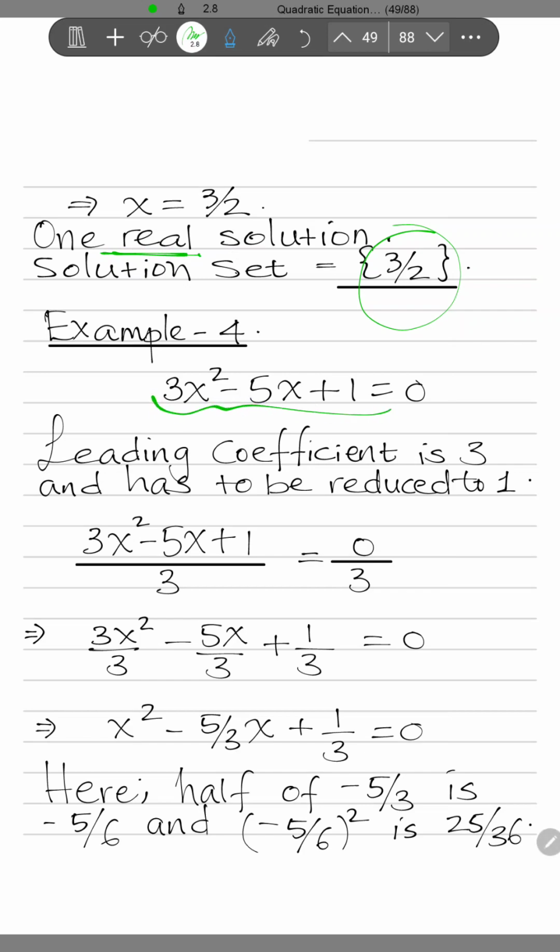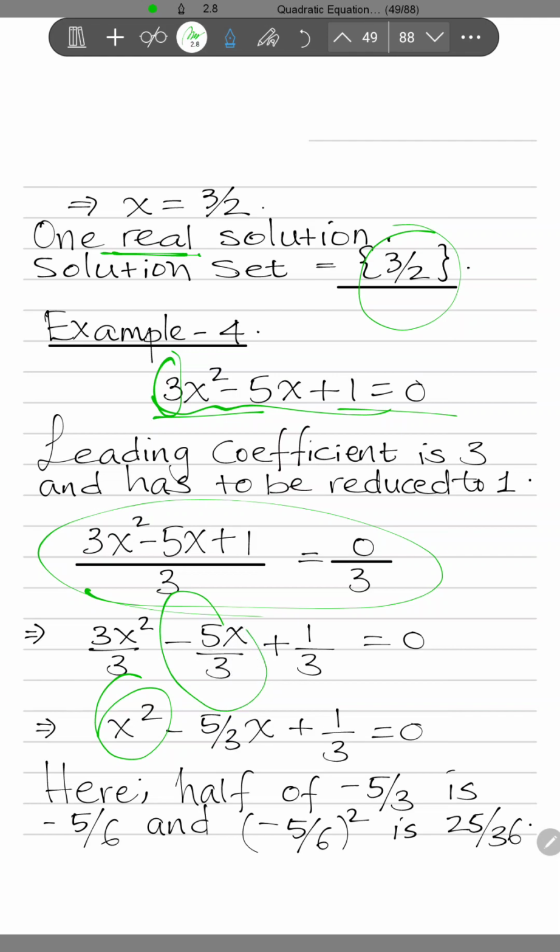Another equation is up here to find a solution set by completing the square. Is the leading coefficient 1? No. So what we have to do is divide both sides by 3. This part, okay? Once we divide, what we have is leading coefficient 1. Good.